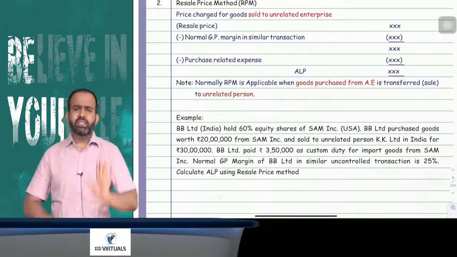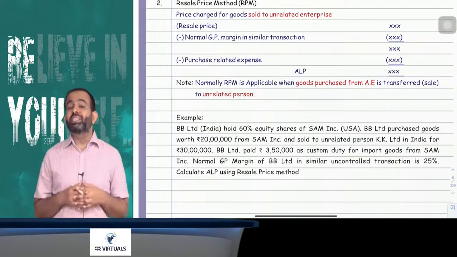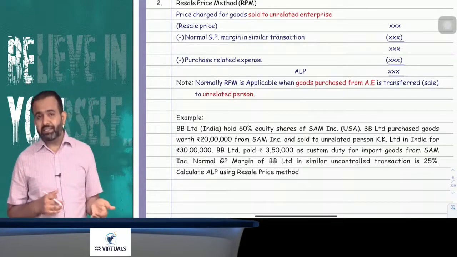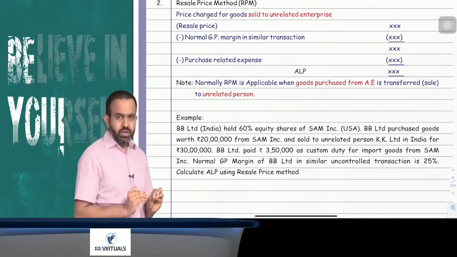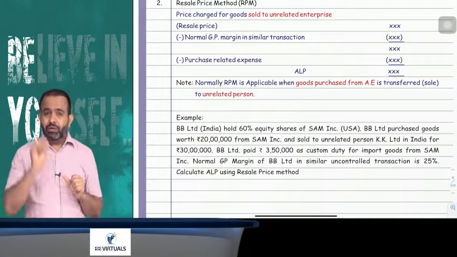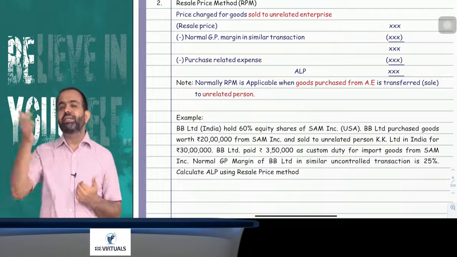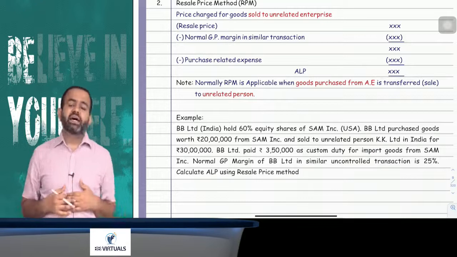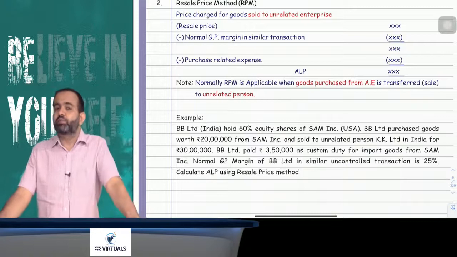Always remember one thing: the calculation of arm length price always starts from the untainted price. Untainted price means non-biased price. Always start your computation of arm length price with the untainted price, because here you are purchasing goods from the associate enterprise and selling to the outsider. Obviously, when you are selling to the outsider, your sale price is untainted, an unbiased price, or I can say the true price. So your arm length price calculation will always start from the untainted price.